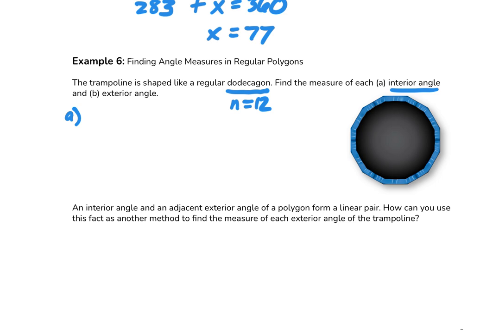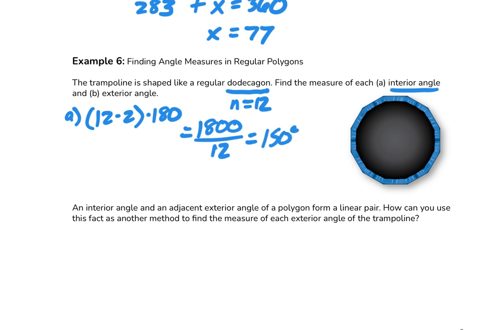So we're going to use that formula from yesterday. 12 minus 2 times 180 is 10 times 180, which is 1,800. And then we divide it by how many sides we have, which is 12. We have 12 sides, and we also have 12 interior angles. So just however many sides that we have. So then 1,800 divided by 12 gives me what? 150. Okay, so 150 degrees is the measure of each interior angle.